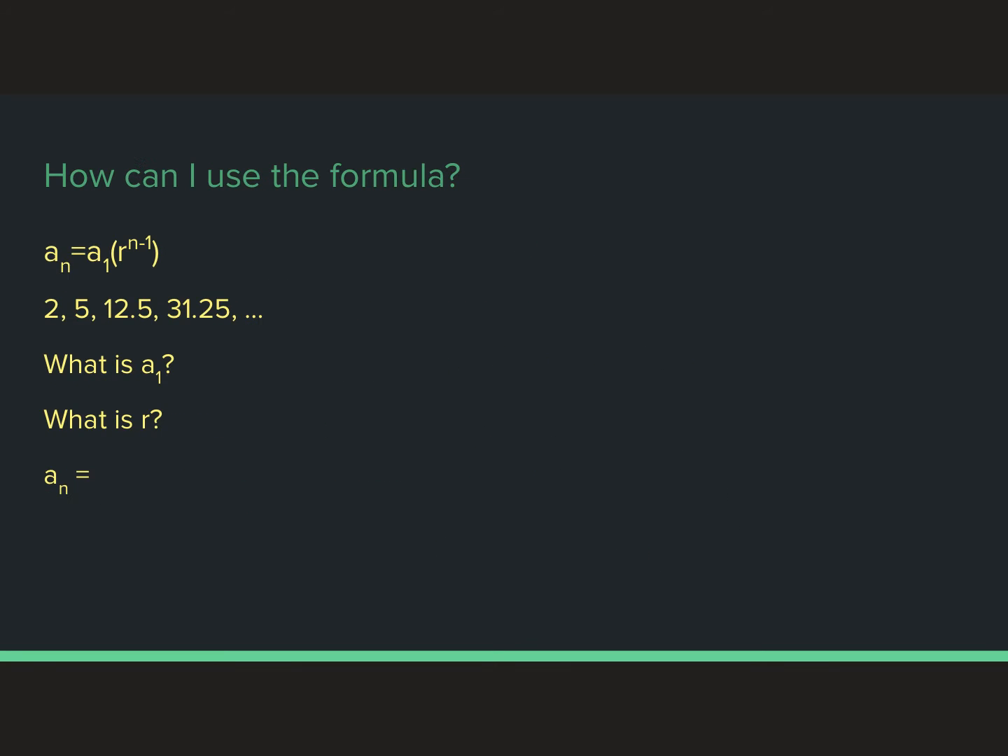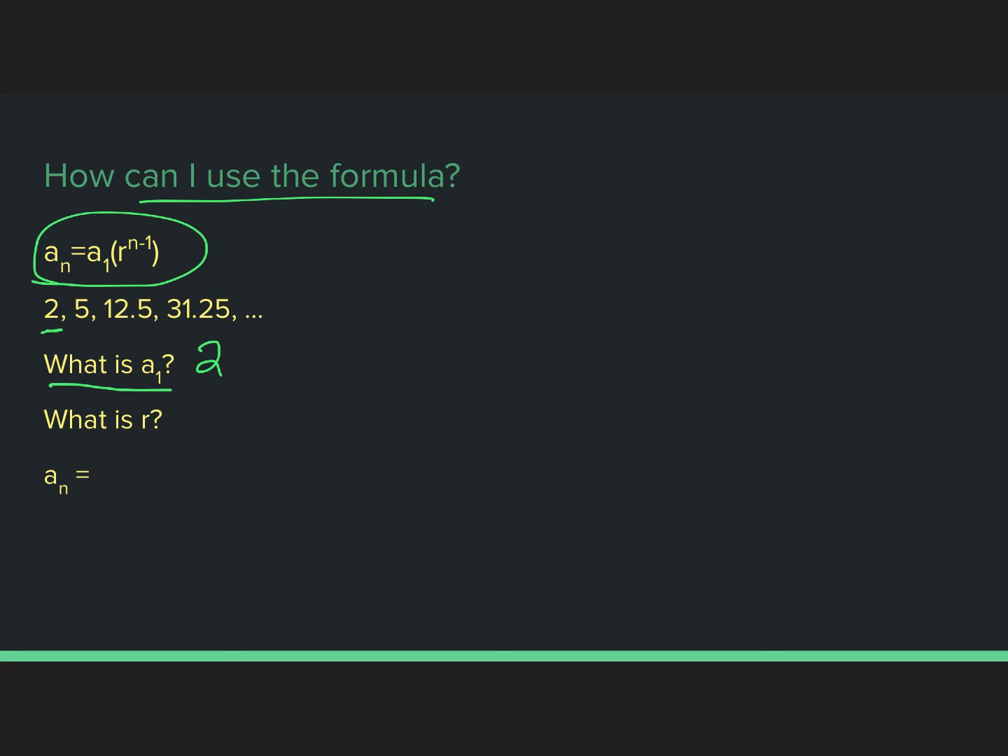Okay. So how can I use this formula? Here's our formula. I'm going to give this to you on each page. Here is a sequence: 2, 5, 12.5, 31.25. Not too bad. First question is, what is a sub 1? If you remember, a sub 1 is our first term. So here our first term is 2.